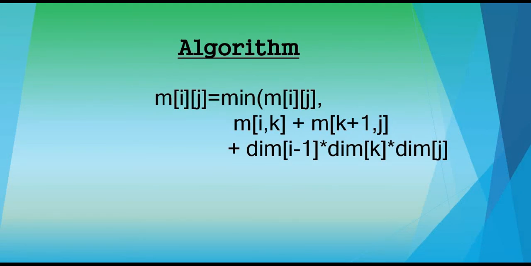Here is the algorithm of the matrix chain multiplication solution. M is our matrix, and M[i][j] is going to be the minimum of either M[i][j], the value which is already present there, or M[i][k] plus M[k+1][j] plus dimension of i minus 1 into dimension of k into dimension of j. I am sure that this formula is very clear to you.